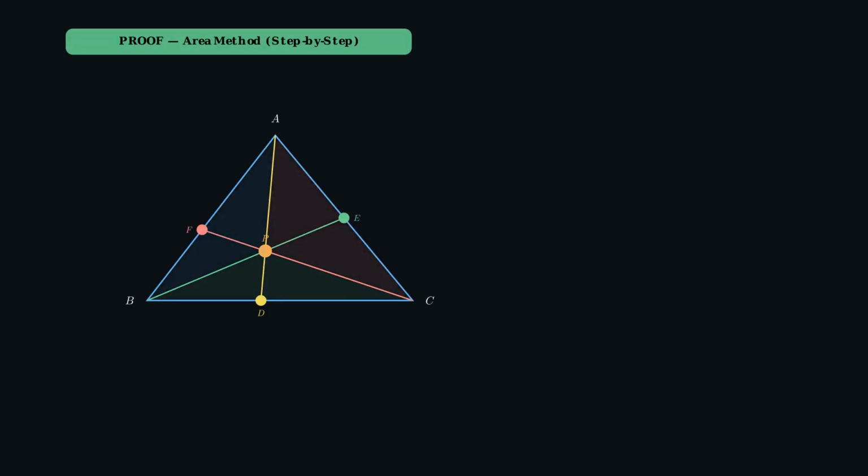Proof of Ceva's theorem using triangle areas. Assume Cevians AD, BE, and CF all pass through the same interior point P. We label the three sub-triangles that P creates inside triangle ABC. Triangle ABP in blue. Triangle BCP in green. Triangle ACP in red. Our goal is to prove the product of the three ratios equals 1 by expressing each ratio as a ratio of these colored areas.